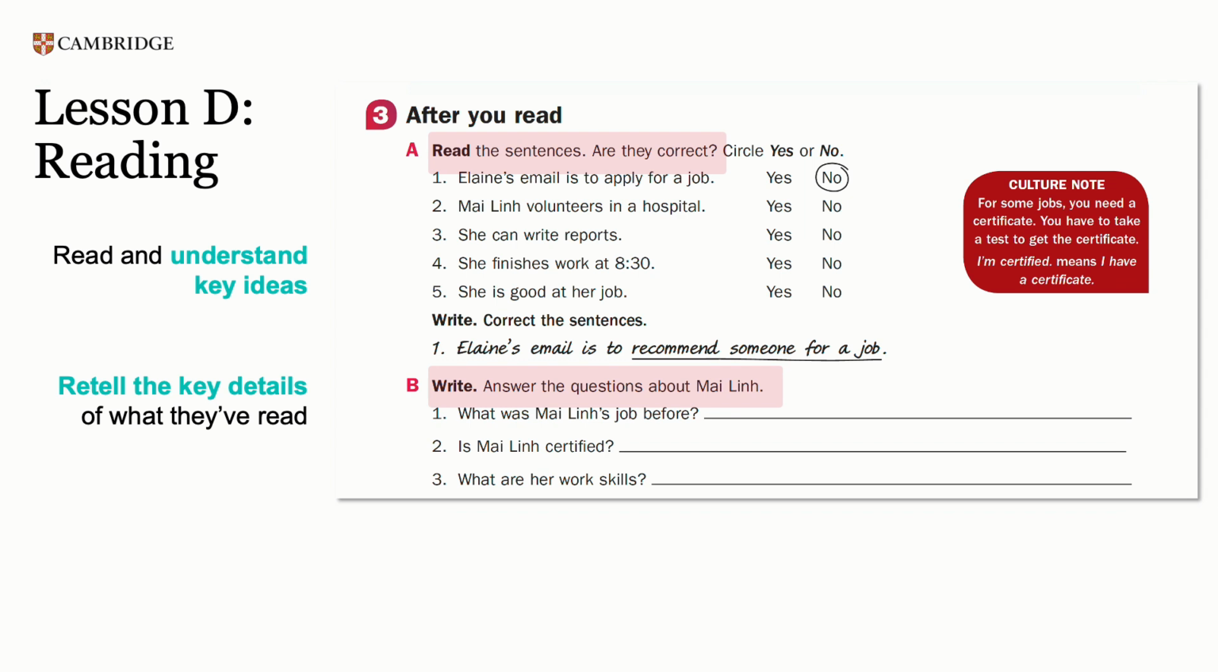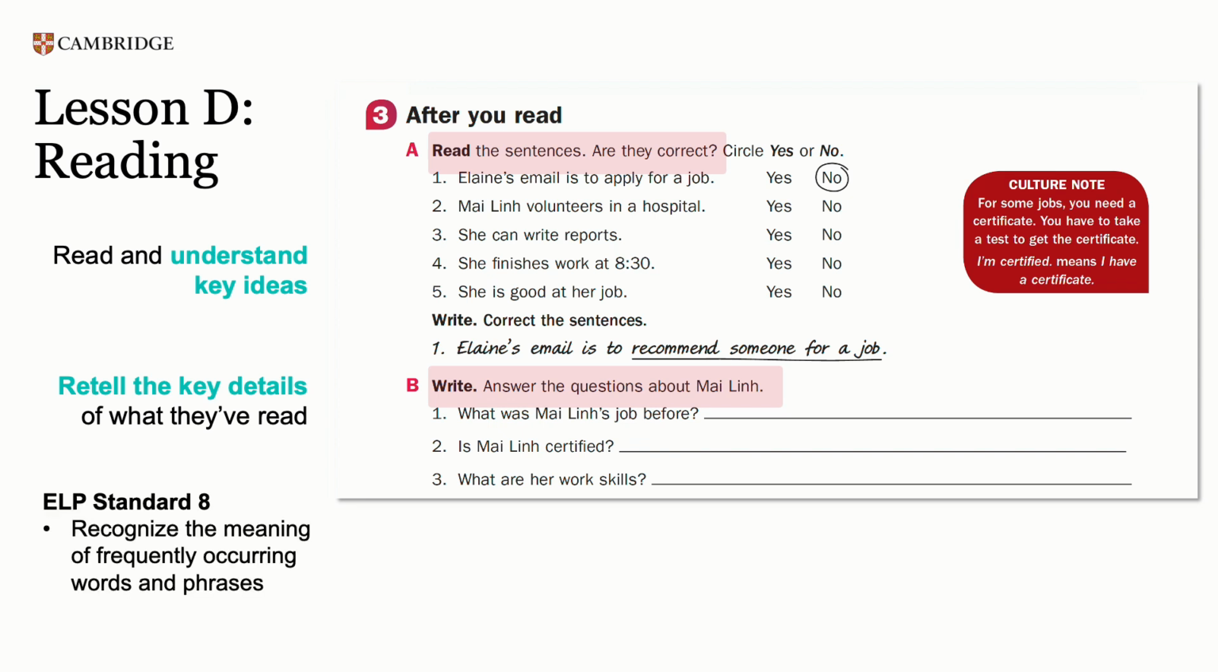Exercise 3 also satisfies ELP Standard 8, which requires students to be able to recognize the meaning of frequently occurring words and phrases as they read about familiar topics.